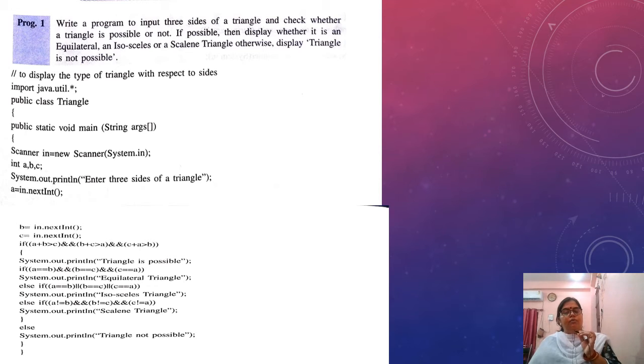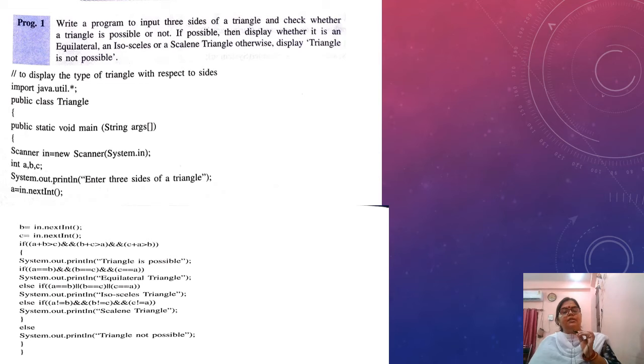Then here we have put if A is equal to B and B is equal to C and C is equal to A, then it is an equilateral triangle. Otherwise, if A is equal to B, or B is equal to C, or C is equal to A, then it is an isosceles triangle. Okay, here see it is the OR sign, and AND means that all three conditions are true.